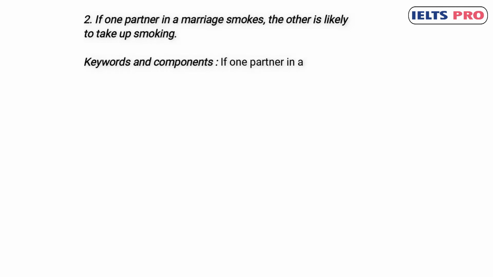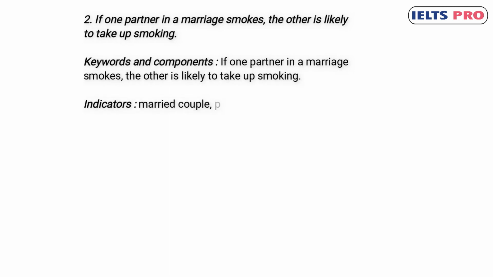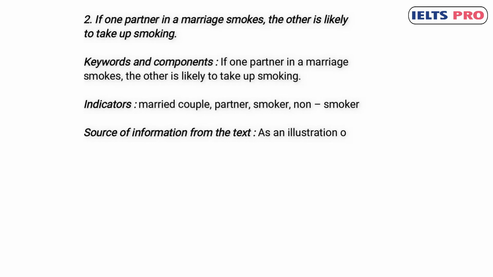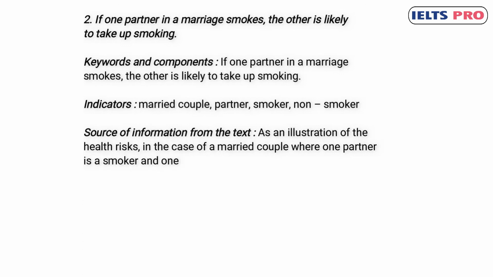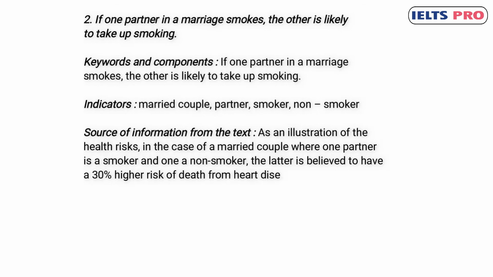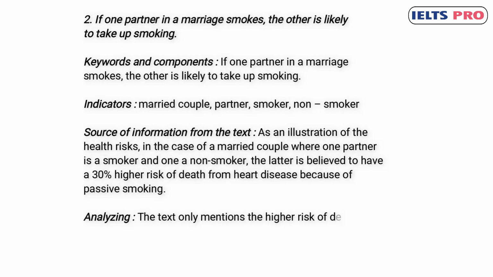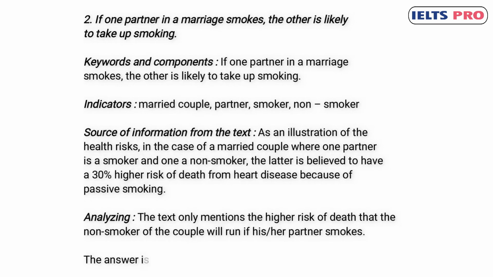2. If one partner in a marriage smokes, the other is likely to take up smoking. Keywords and components: married couple, partner, smoker, non-smoker. Source of information from the text: as an illustration of the health risks, in the case of a married couple where one partner is a smoker and one a non-smoker, the latter is believed to have a 30% higher risk of death from heart disease because of passive smoking. Analyzing, the text only mentions the higher risk of death that the non-smoker of the couple will run if his or her partner smokes. The answer is not given.